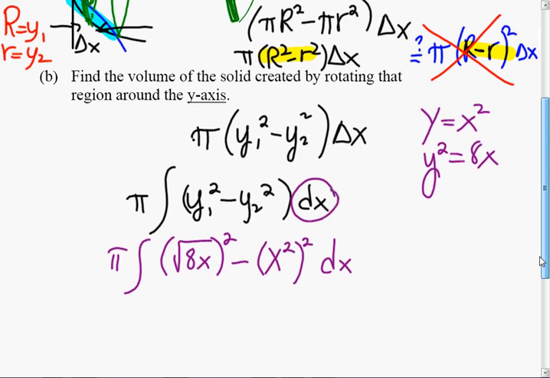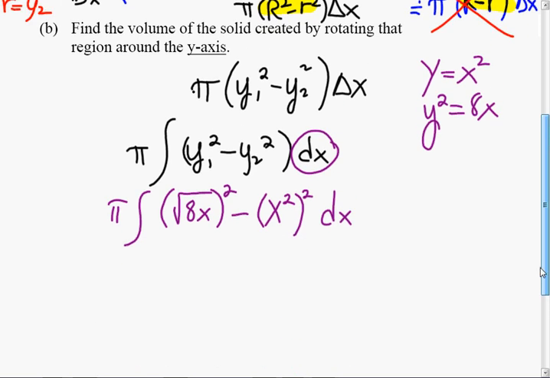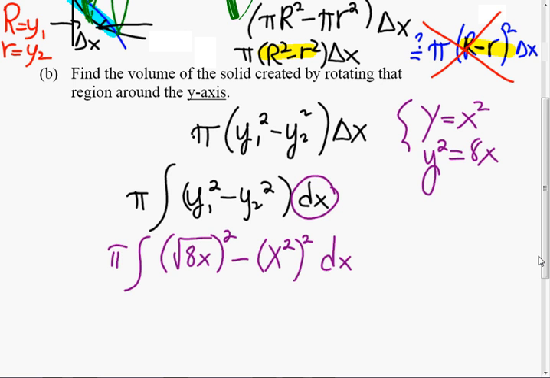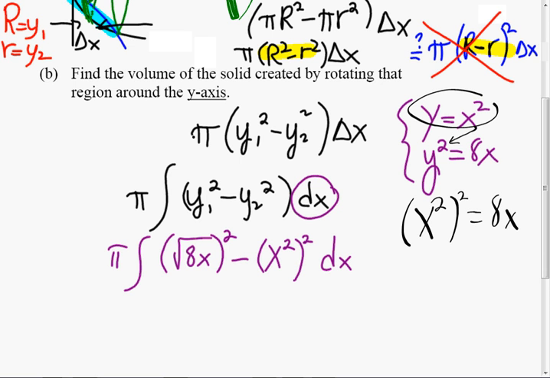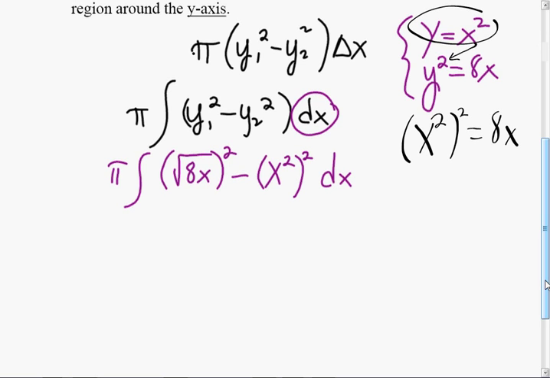The only thing you won't know how to do is the square cross sections. But guess what? We have to figure out what the x values are, where those intersect. Can't I take this y here and put it in for that y? Then I get x squared squared equals 8x. No. Y squared equals 8x. So that's x to the 4th equals 8x.